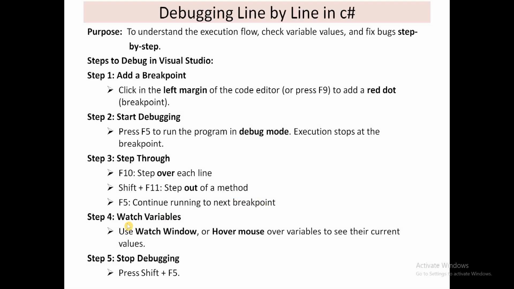Next, if we want to check variables and see how many values are iterating through the loop, we can use the watch window or mouse hover. In the watch window we provide a variable name and can see its current values. With mouse hover, we directly put the mouse cursor on the variable and easily see its value. Next, if we want to stop debugging, we press Shift plus F5. It will directly stop the debugging and give us the output.